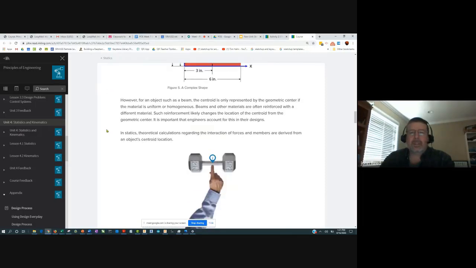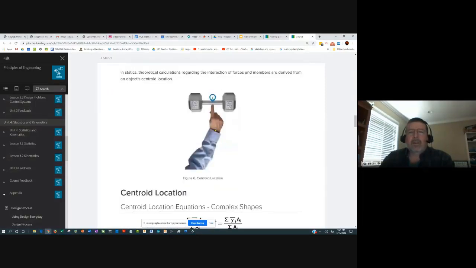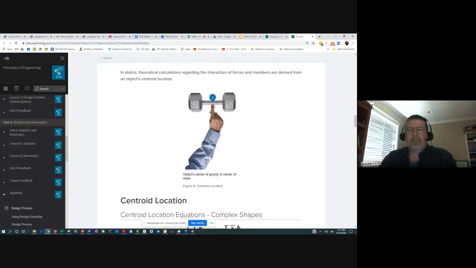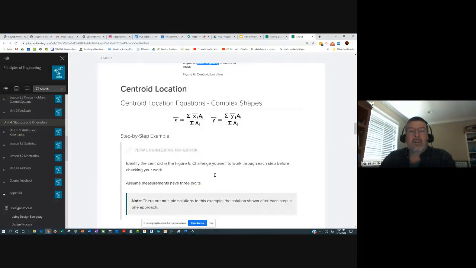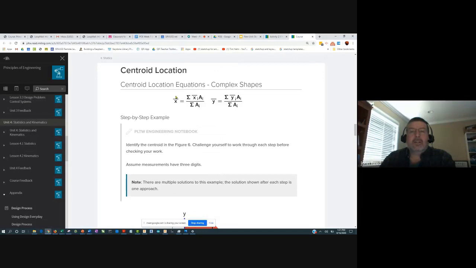So let's do that. By the way, just kind of thrown in here, I'm not sure why it's here: the centroid is the same as the center of gravity if you have a symmetric shape like this, or if the plate has uniform density. They're one and the same, center of gravity and the centroid. Okay, all right, so let's go to the focus of what we're going to do today.